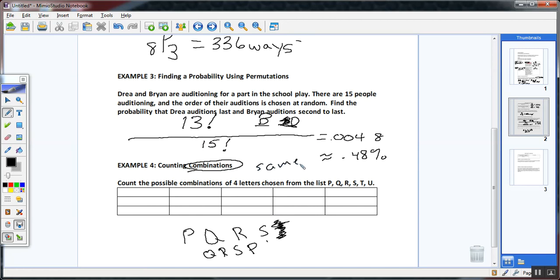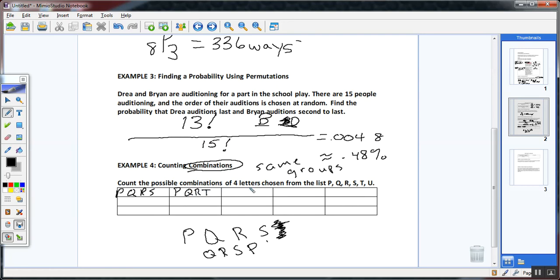I want you guys to see how many groups of 4 you can make. Take a minute and do that. Conveniently, I left you how many boxes? 15. I could have P, Q, R, and S, couldn't I? Couldn't I have P, Q, R, and T?